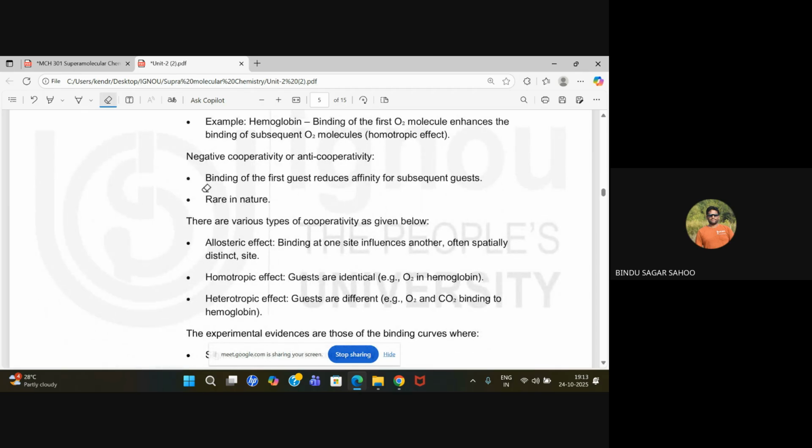Then the negative cooperative effect: you can see here the binding of the first reduces the affinity of the subsequent gas. This type of effect is found rarely, but in some metal enzyme complexes you can find these types of cooperative effects.